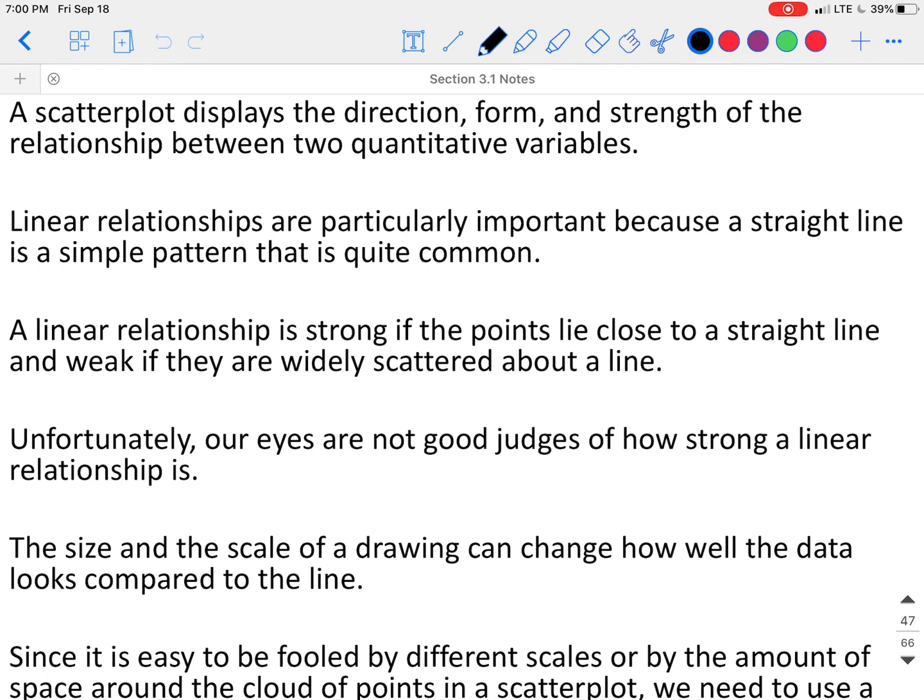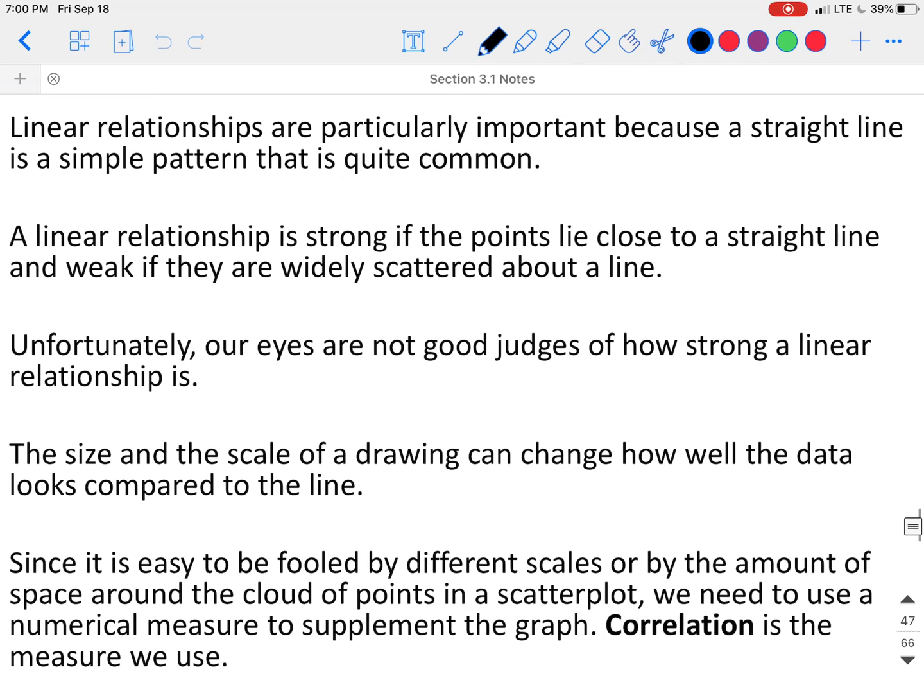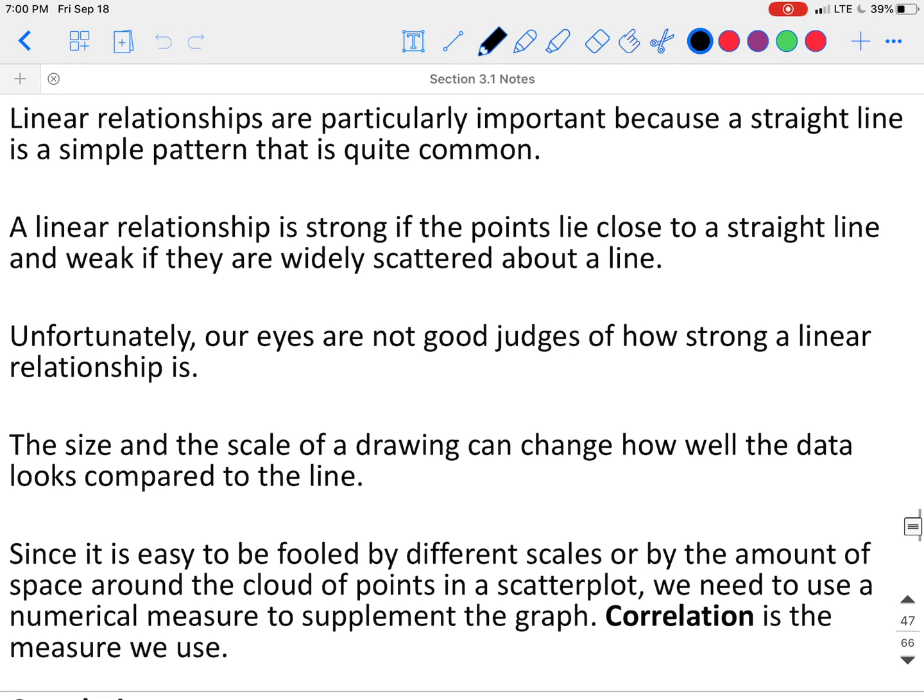A linear relationship is strong if the points lie close to a straight line, and weak if they are widely scattered about the line. Unfortunately, our eye is not a good judge of how strong a linear relationship is. The size and the scale of the drawing can change how well the data looks compared to the line. Since it's easy to be fooled by different scales or by the amount of space around the cloud of points in a scatter plot, we need to use a numerical measure to supplement the graph.